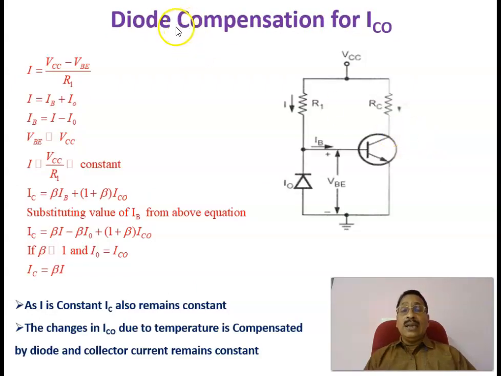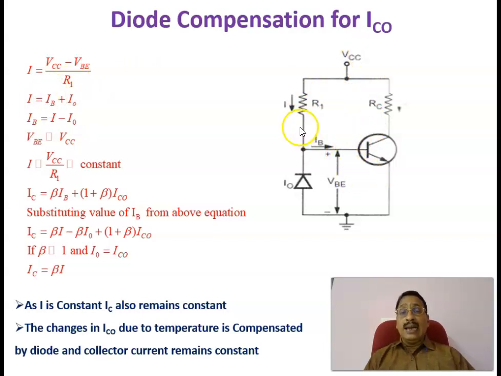Now let us see how a diode can be used to compensate the reverse saturation current ICO, diode compensation for ICO. In that case, the diode position is changed. The diode is connected like this one. Again, these materials are the same: the transistor as well as the diode, either silicon or germanium. If you take this loop here, VCC is equal to capital I into R1 plus VBE, or I equals VCC minus VBE divided by R1.